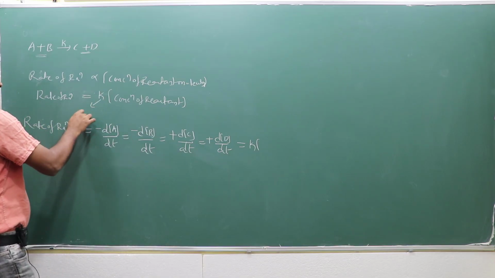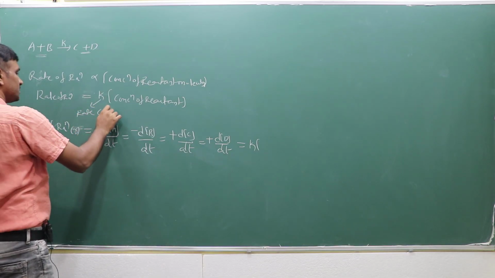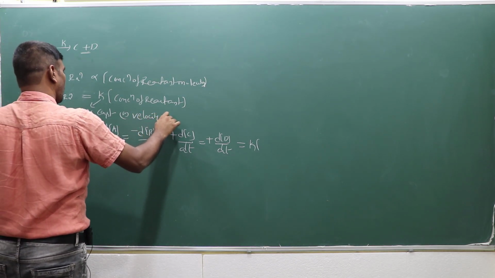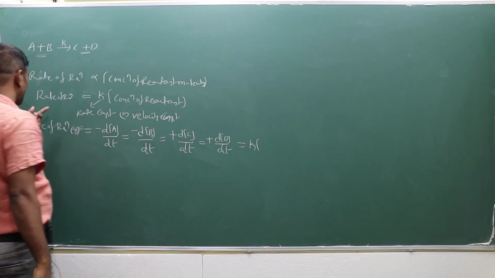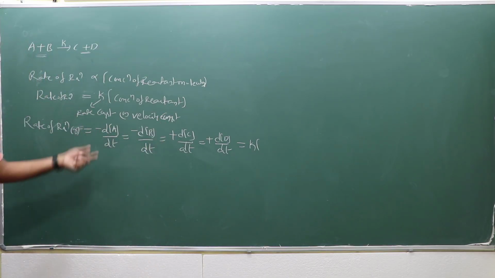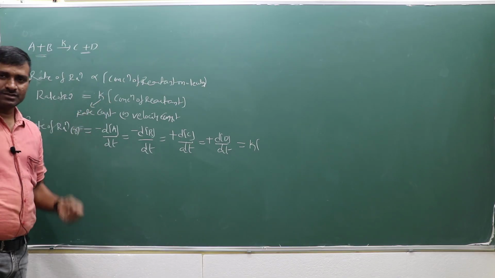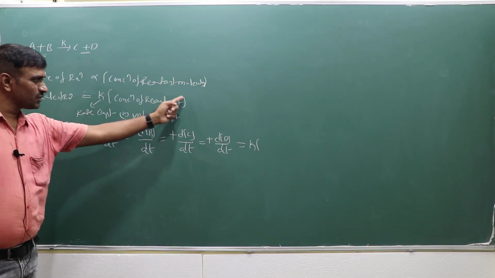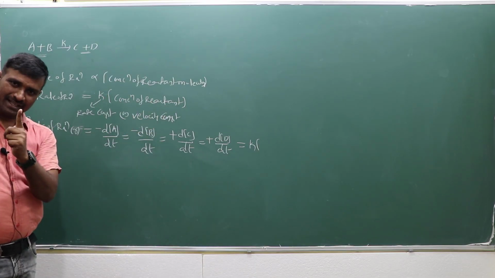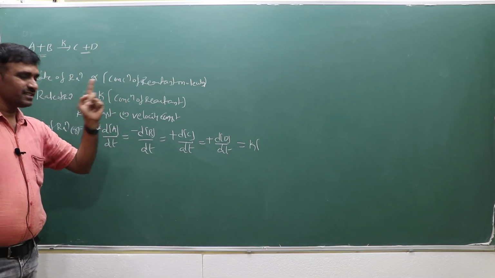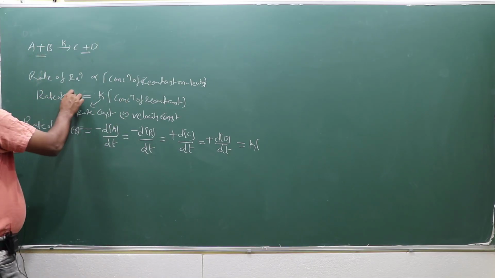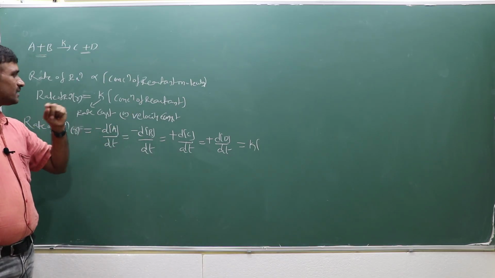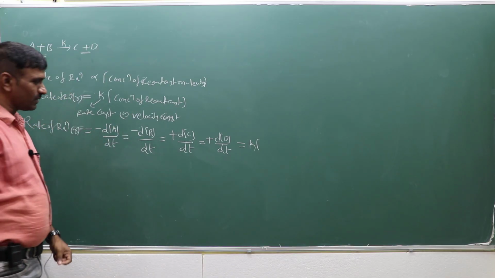This K is called as which one? Rate constant or velocity constant, or rate of reaction or velocity of the reaction. So this is rate constant or velocity constant. If the concentration of the reactant molecule is taken as unity, 1, then the rate of reaction is nothing but the rate constant. Concentration of the reactant molecule is 1, the rate of reaction is the rate constant or velocity constant.